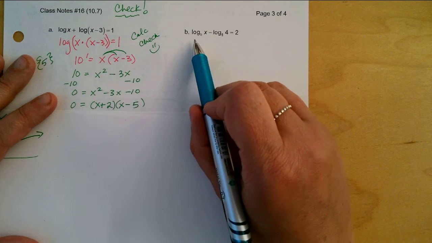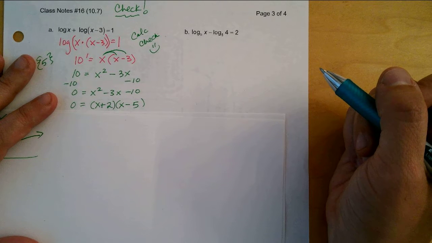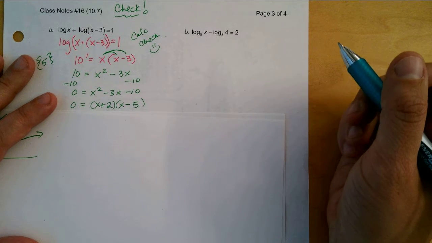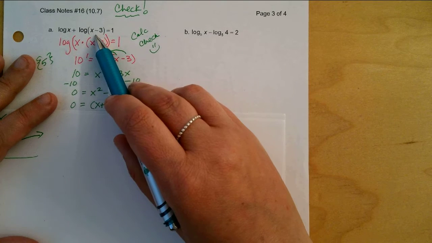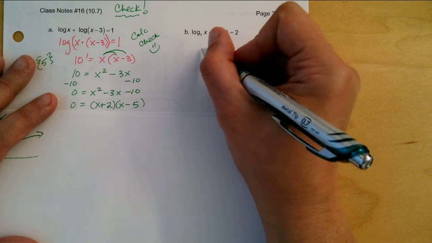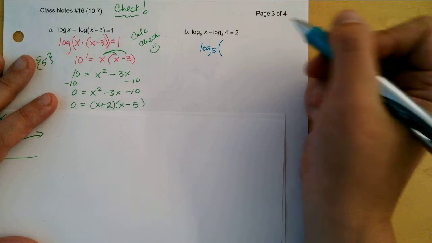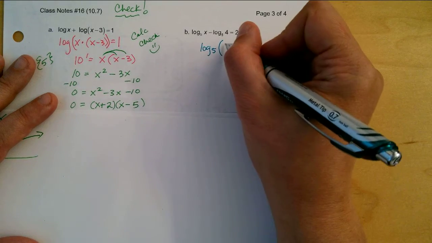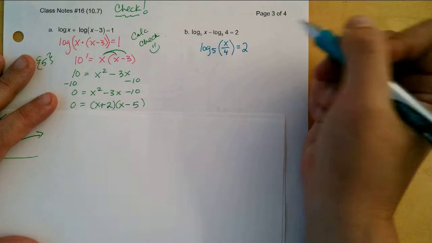Okay, what should we do to solve this one? What would you do? Isn't this very similar to this? Yeah, combine into a single logarithm. So we have log base 5 of x divided by 4, that's okay, equals 2.